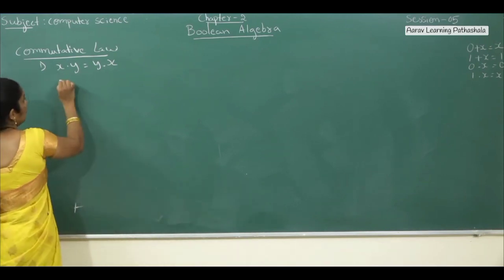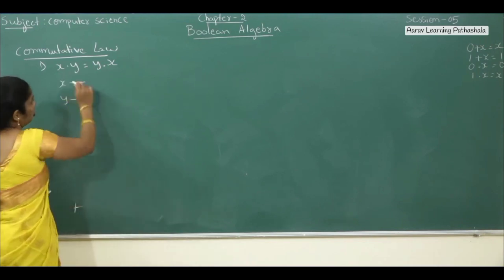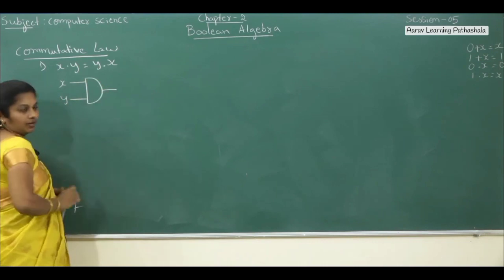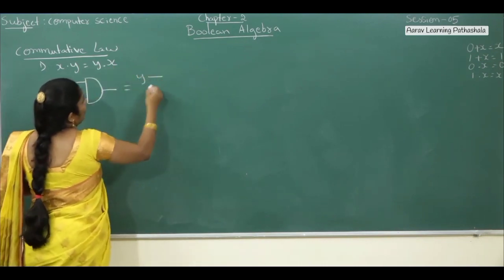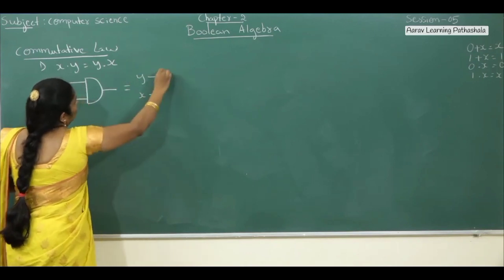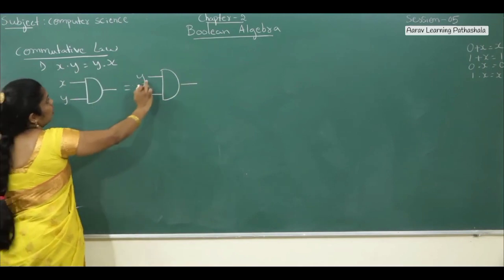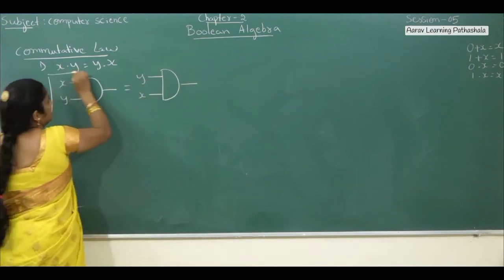Now, first variable x, second variable y. Here we have the dot operator, that's why we have to write the D shape. Then the output is equal to y plus x. Here we will take y and one more is x. Once again the D shape. That is nothing but x into y equals y into x. This is the symbol to represent this.